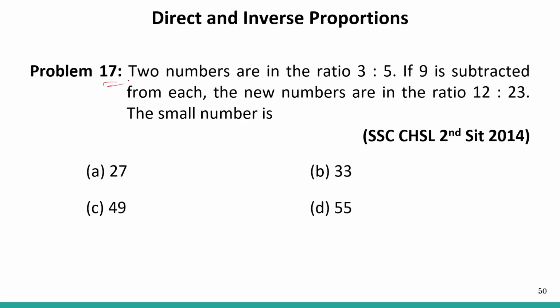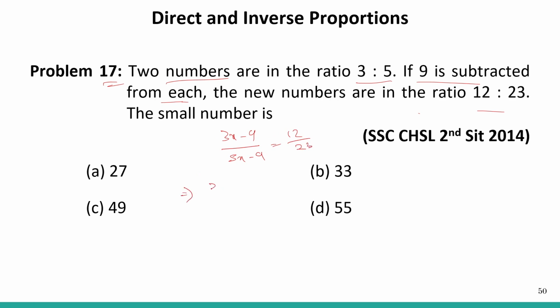So let's see problem number 17. Two numbers are in the ratio 3:5. If 9 is subtracted from each, then the new numbers are in the ratio 12:23. Then the smaller number is what? Given that, we subtracted a number from each. If 9 is subtracted, it is 3x minus 9 by 5x minus 9, where x is their common factor. This is equal to 12 by 23.